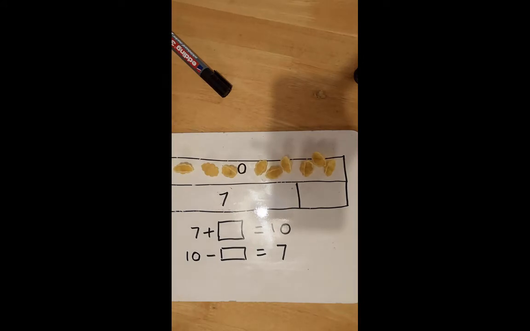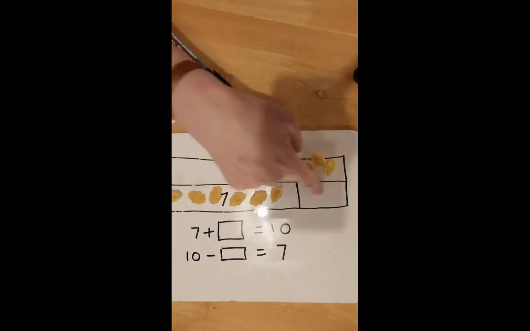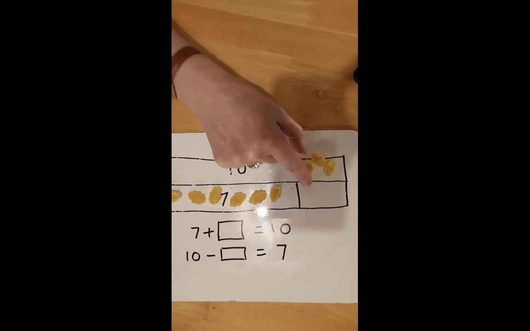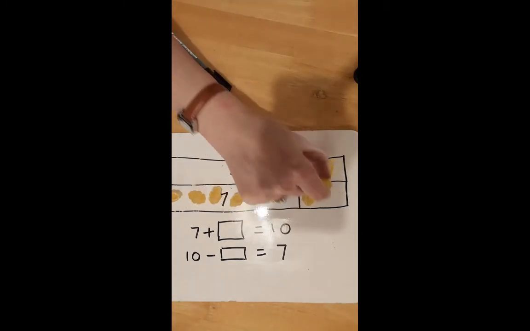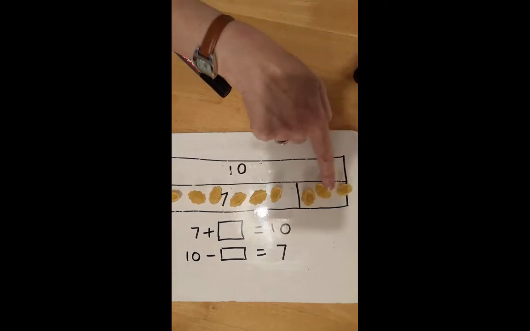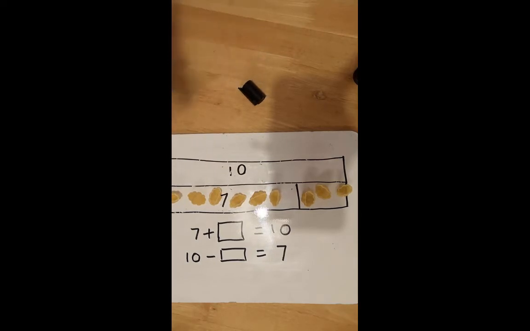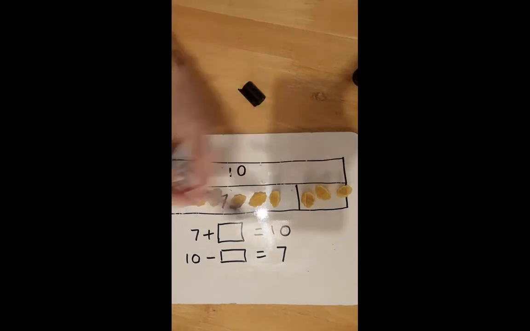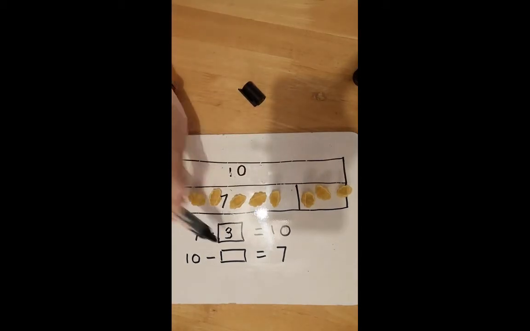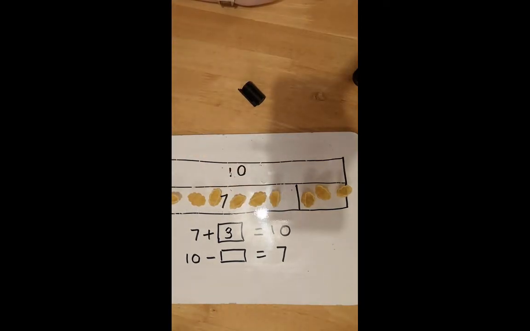And I know I've got 7 already. 1, 2, 3, 4, 5, 6, 7. So what is it that makes the 10? It's going to be these bits here, isn't it? 1, 2, 3. Okay, you can check. 1, 2, 3, 4, 5, 6, 7, 8, 9, 10. So the total was 10. So I knew my 7, I can see now that 3 is what would make the total, the whole of 10.